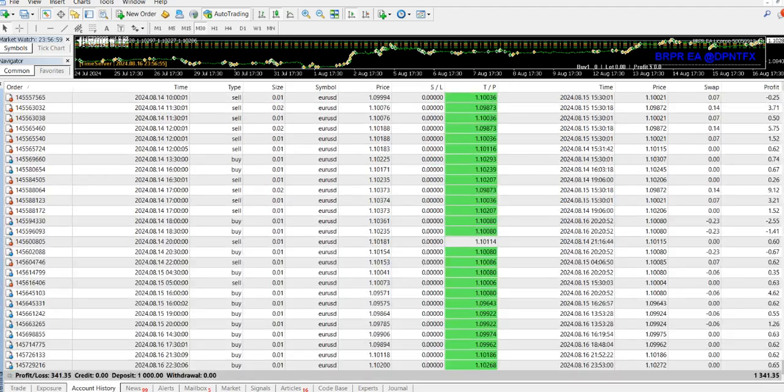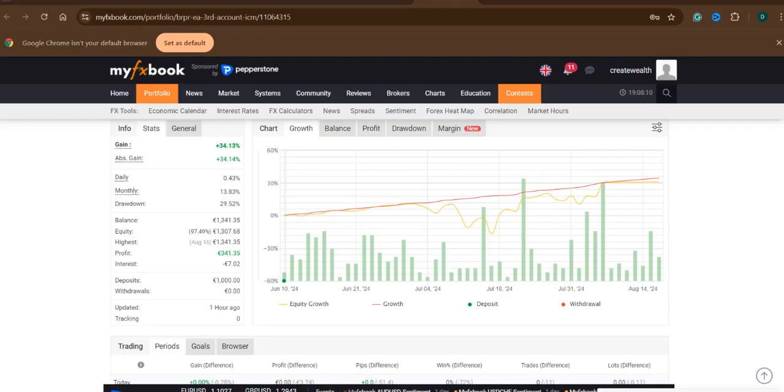Okay, so let's go to its MyFXBook statistics. Hold on for a second, please. So this is the MyFXBook statistics. The maximum drawdown was 29.52%, and this is when we started with 1,000. So we can say maybe not bad actually.